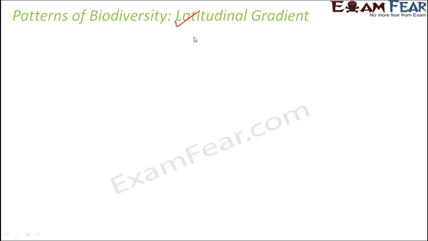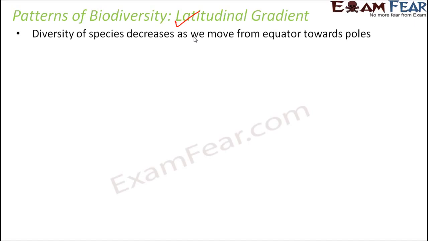Even before I talk about latitudinal gradient, I would like to know if you know what is a latitude and what is a longitude. This is something which you would have studied in geography in your junior classes. However, we will start with the basics. We will try to understand what we mean by latitudinal gradient. This concept says that the diversity of species decreases as we move from the equator towards the poles. This is the concept of latitudinal diversity.